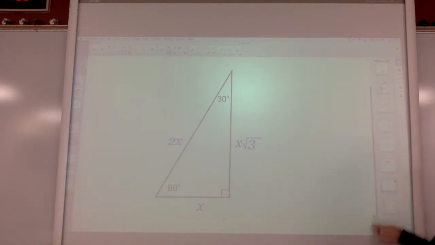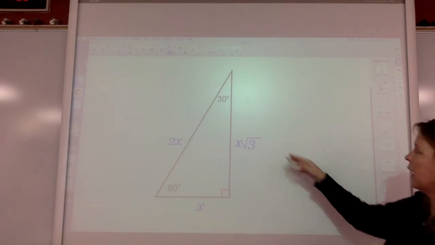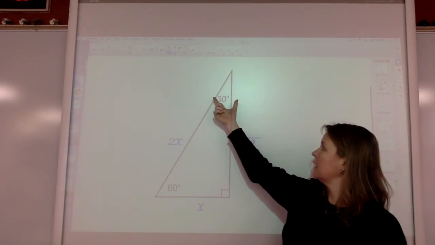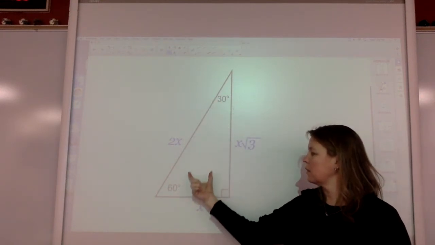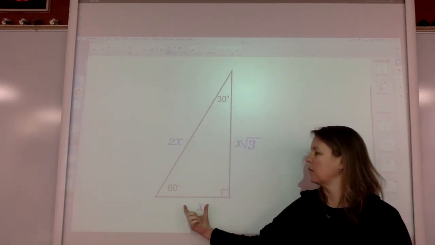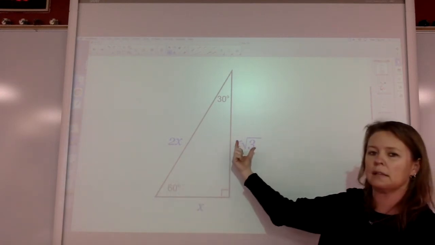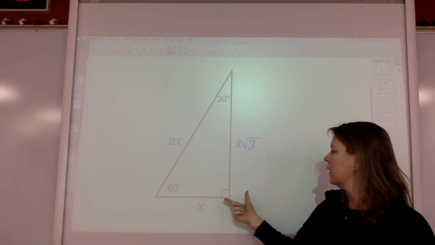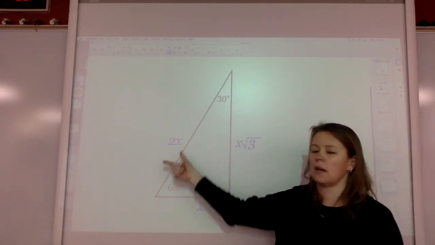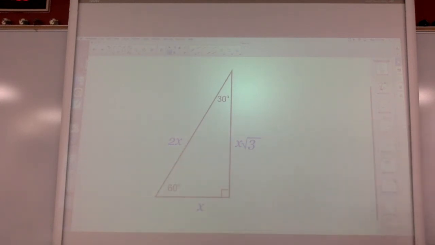And again, I'll remind you that it's the side across from the 30-degree angle. You're looking at the 30-degree angle. It's looking and staring across the room at its side, which is the x. The 60-degree angle is staring across the room at its side, which is the square root of 3. The 90-degree angle is staring across the room at its side, which is 2.